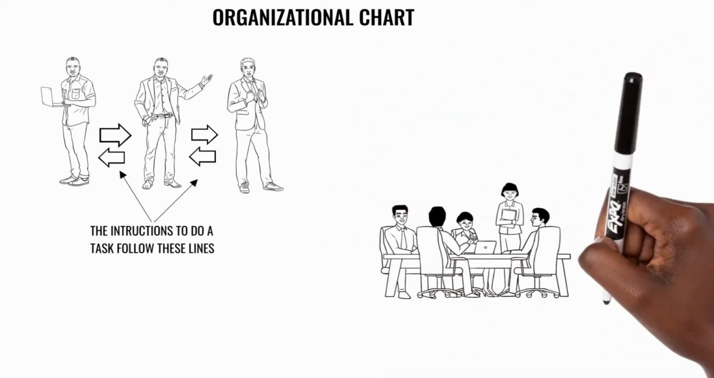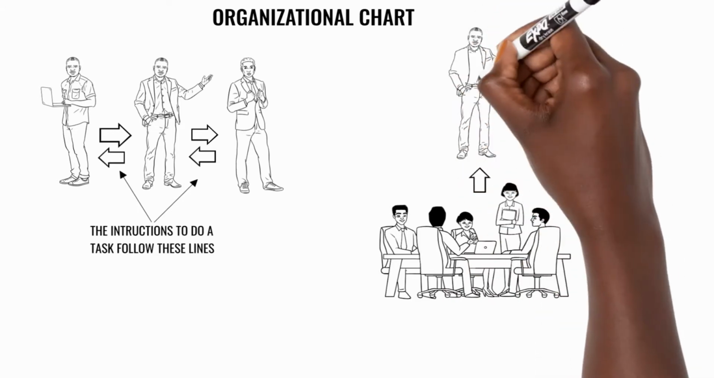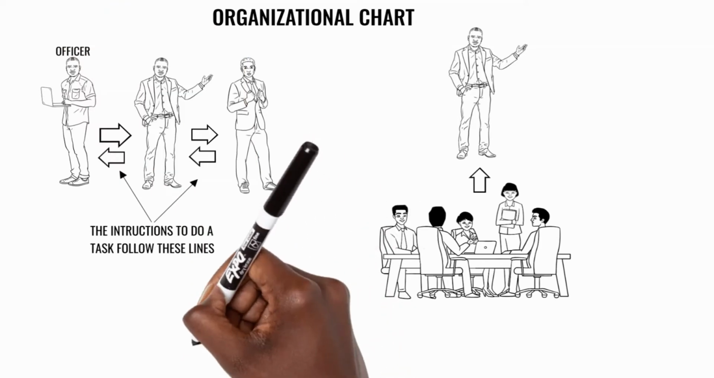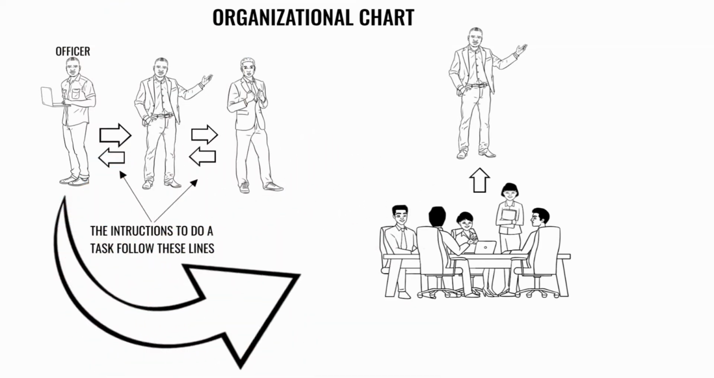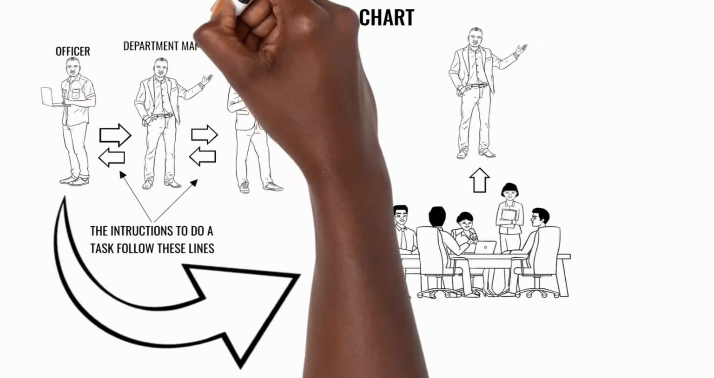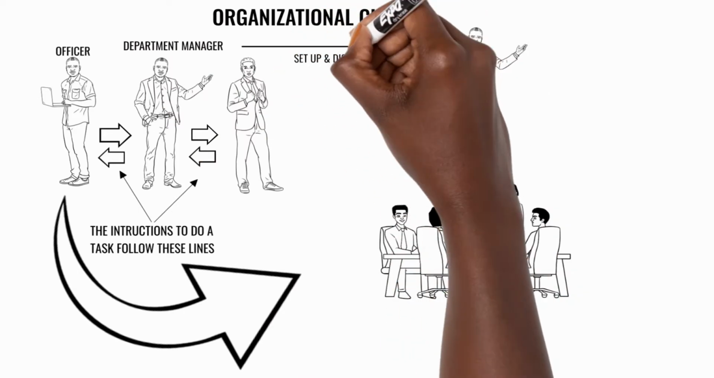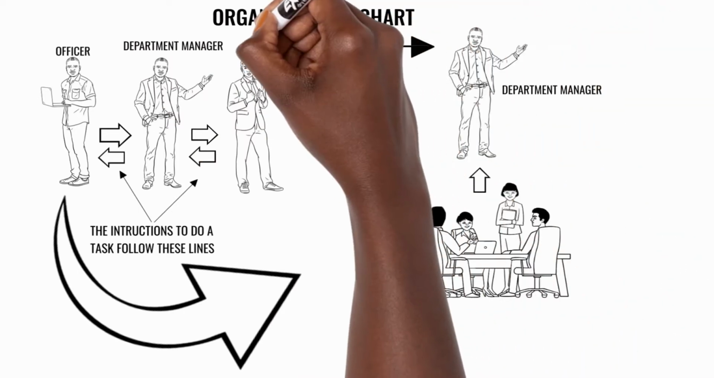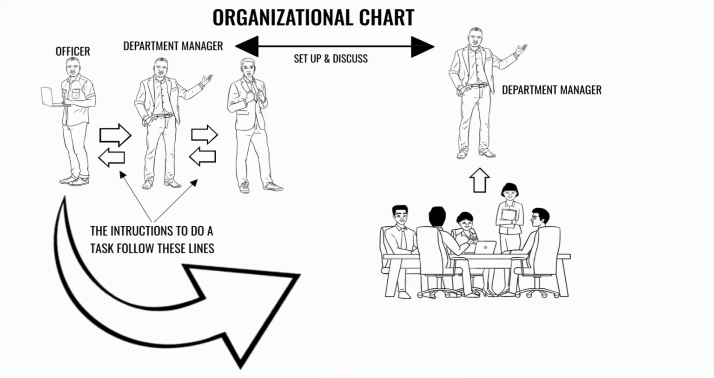We might even have 2 or 3 officers reporting to one department manager. And when an officer needs to collaborate with another department, it will be the department manager who will set this up, discussing with the next department manager. And then instructions flow and reports return using this same system.